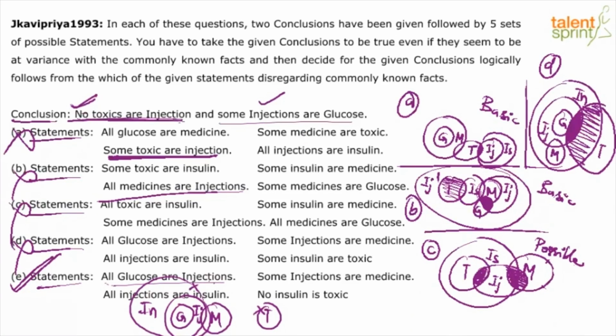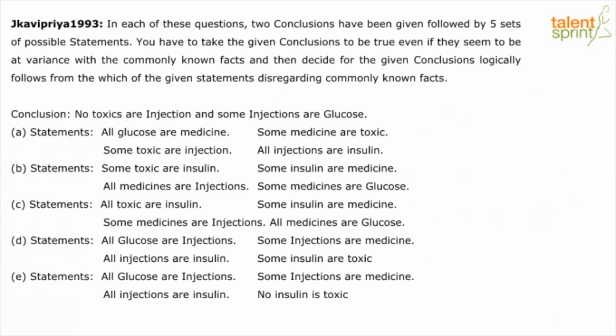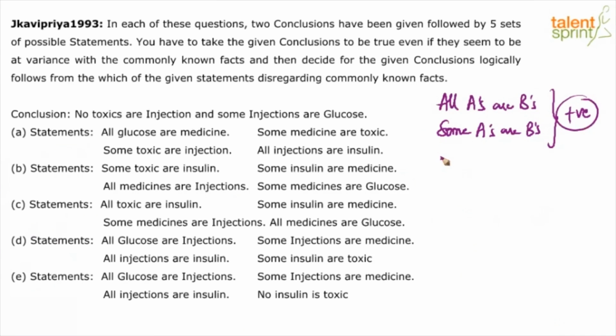Now, how do we do it in a smart way? This is one way of doing it, the traditional way. But in some cases, we can solve the question using a smart way. How? Let us first understand the negative and positive nature of the statements. See, when you say all A's are B's and some A's are B's, these are positive statements. Yes or no? These are positive ones. But no A is B, some A's are not B's.